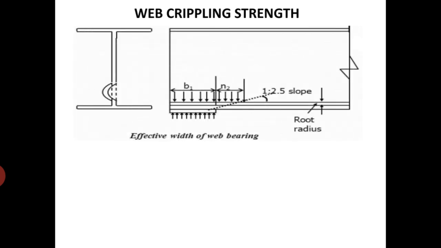In this crippling strength, how is it being calculated here? Again, we can assume the dispersion length b1 plus n2 at the reaction point, at the support, where n2 is the length obtained by dispersion through the flange, to the flange-to-web connection, at a slope of 1:2.5.